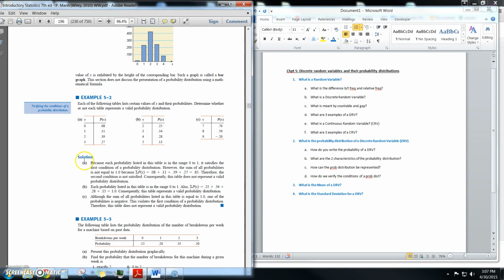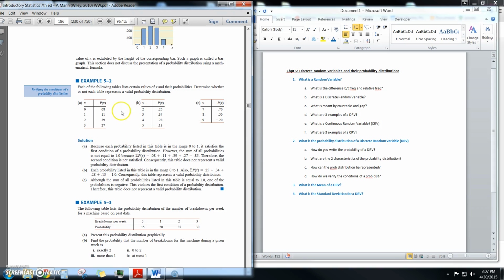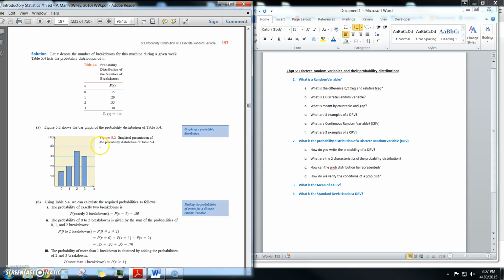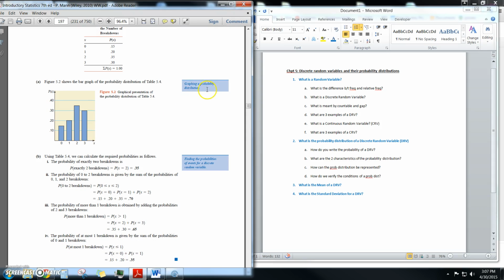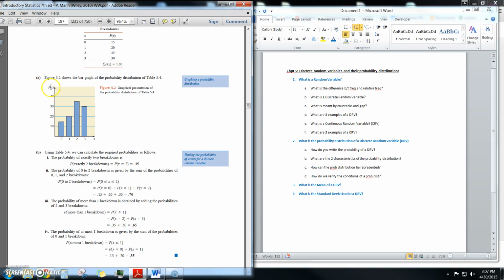Keep reading. Obviously there's the solution on how we do it, and it gives us some practice on how to do it. Again, we could even put in how do we graph it. We know that's the bar graph, but we can put that in there. How do we graph it? We put the probability on the y-axis and the variable itself on the x-axis.